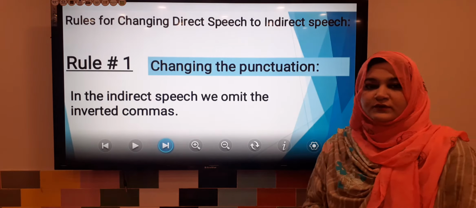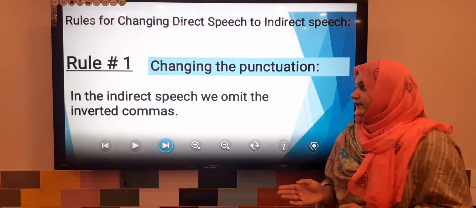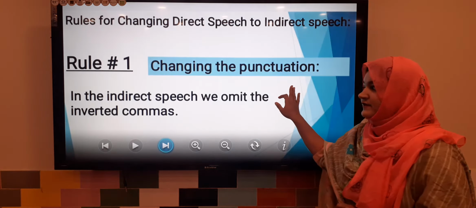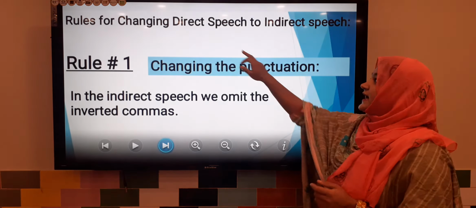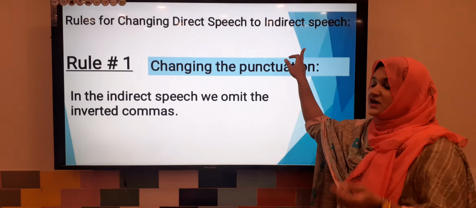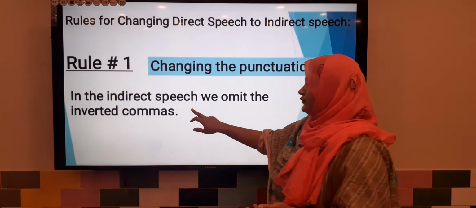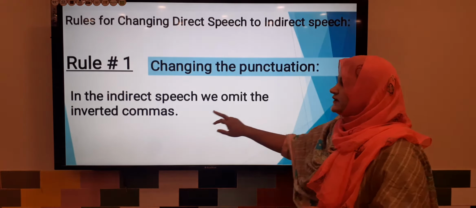We have some rules to change direct into indirect speech. Now rule number 1, changing the punctuation. If you are going to change direct speech into indirect speech, first of all, you need to remove the punctuation. Omit means remove. You need to remove the inverted commas.